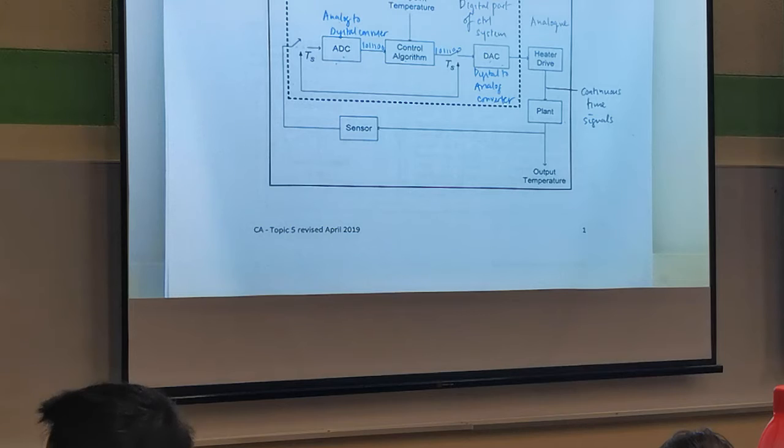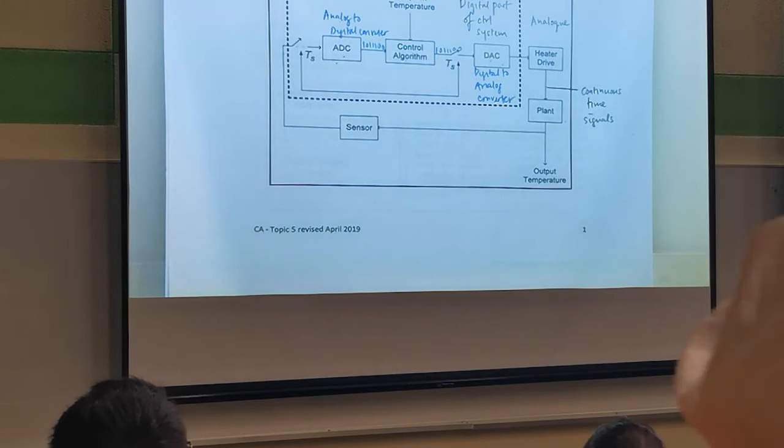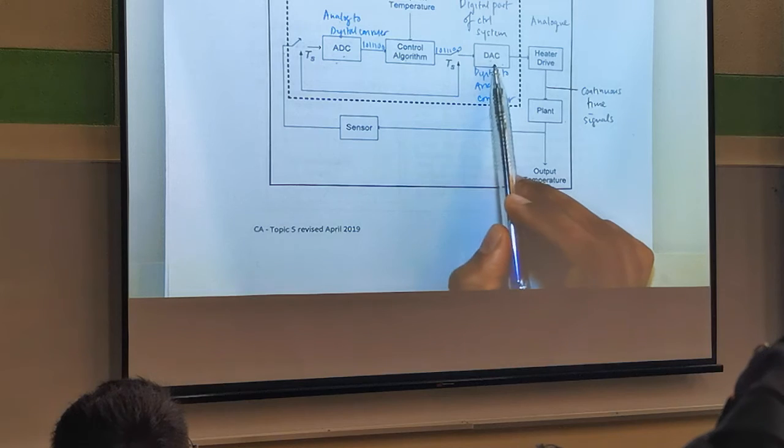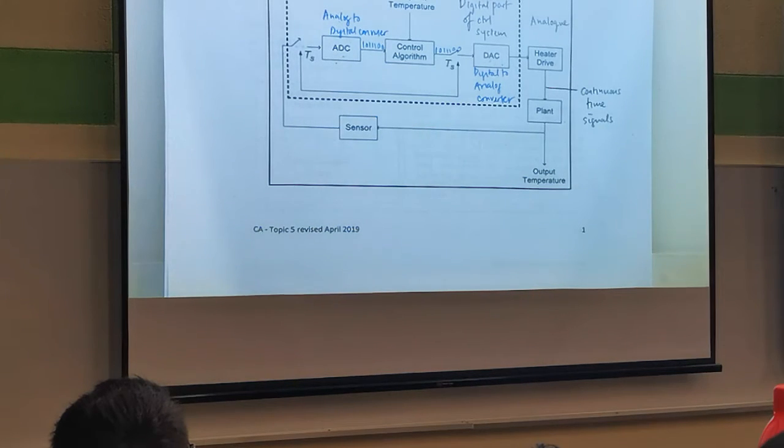Not the whole system can be run by computer. No. The computer is only the controller part. The rest of the system, which includes the plant, the sensor, and all the other components, is going to be analog. So you definitely need to have all these interfaces to do the conversion from analog to digital and digital back to analog. Any questions up to here?